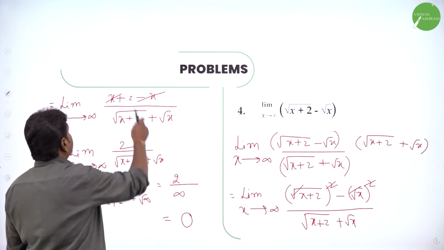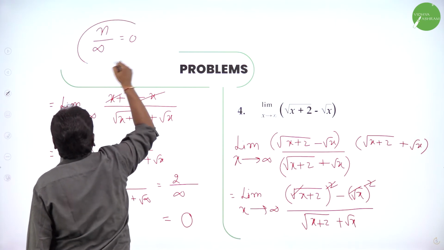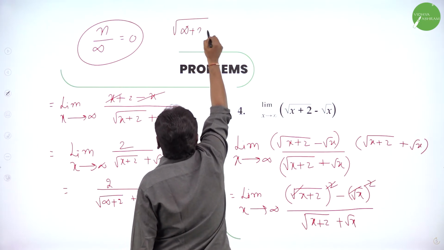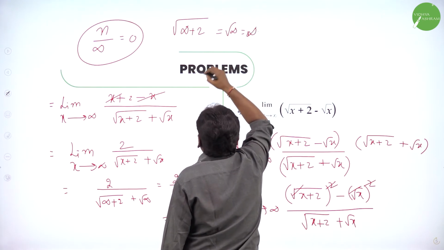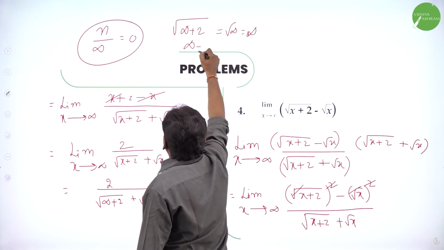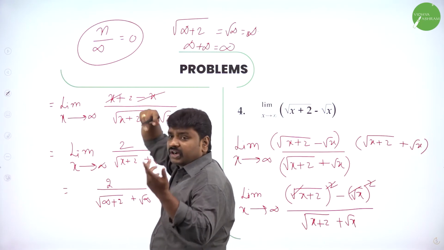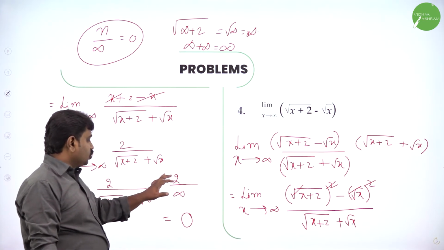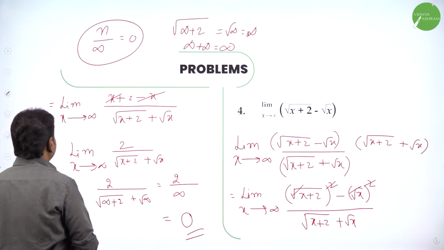What is number by infinity? So remember this. Number by infinity in maths is 0. And one more interesting fact: if you add 2 to infinity, it will be infinity. Root infinity is also infinity. So infinity plus infinity, if you add infinite terms to infinite terms, again it is infinity, you can't count. So that's why this whole denominator becomes infinity. So 2 by infinity, number by infinity is 0. So the final answer is 0.